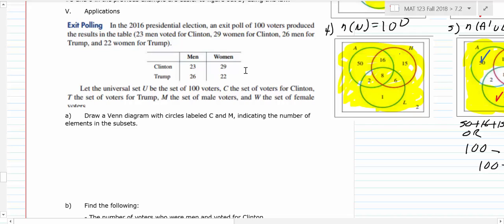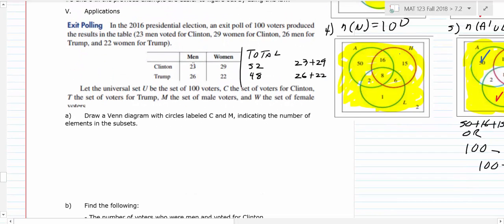All right, so what we're going to do is draw a Venn diagram on this. So the universal set is all of the 100 voters. So first of all, you get totals on this. What you'd end up having is 23 plus 29. If you added that up, that would be 52. So there were 52 people that voted for Clinton. And then if you do 26 plus 22, there are 48 voters who voted for Trump.